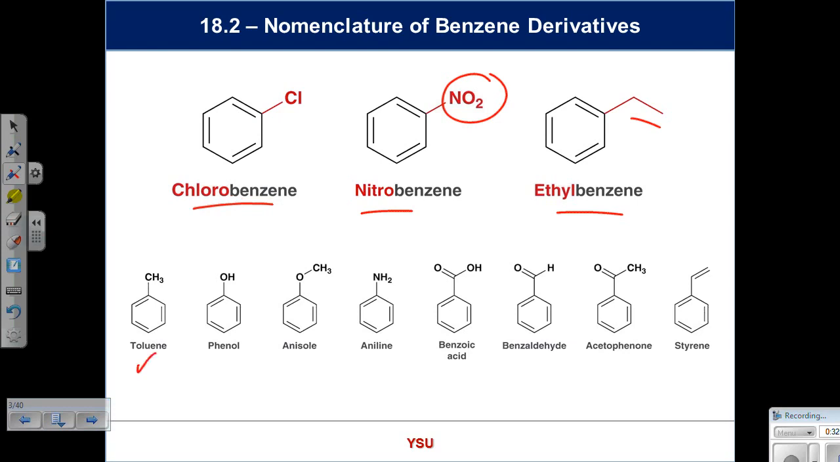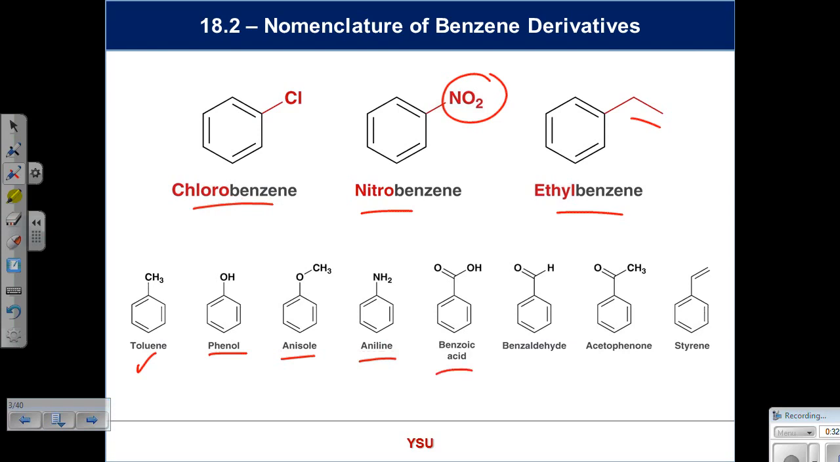If you went to the store, Home Depot, Lowe's, wherever, and you asked for a bottle of methylbenzene, they'll just look at you weird. Toluene. That's what everybody calls it. Toluene. Phenol. Phenol shows up a lot. We'll see a lot of chemistry of that stuff in the near future. Anisole. Methyl or methoxybenzene. You can call it methoxybenzene if you can't remember, but its nickname is anisole. Aniline is very important. You'll see quite a bit of that. Aniline, right? You could call it aminobenzene if you're stuck, but it's aniline.